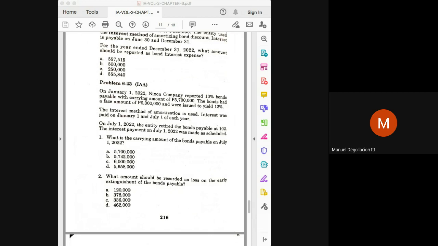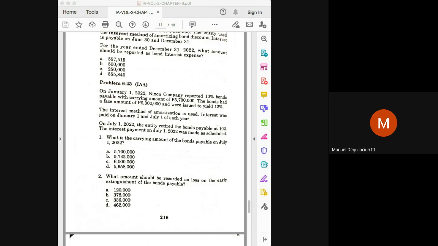With this one, we can already solve for the updated balance of the discount. Okay, how much was the discount at the start of the year? It was 300,000. How did we get 300,000? That's the difference between the carrying amount of 5,700,000 and the face value of 6 million. So 300,000 discount at the start of the year minus the amortization of the discount for the first half of the year amounting to 42,000. That means by June 30, 2022 or July 1, 2022, the balance of the discount is 258,000.